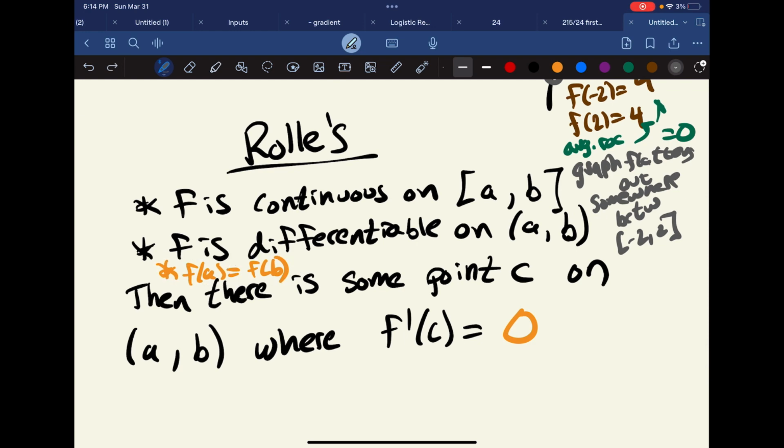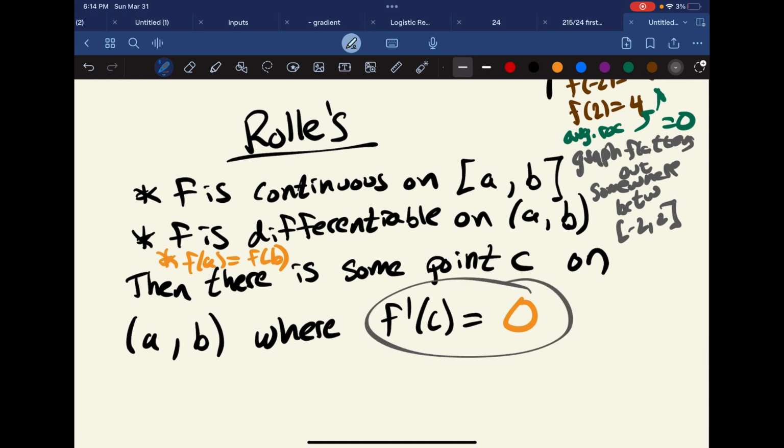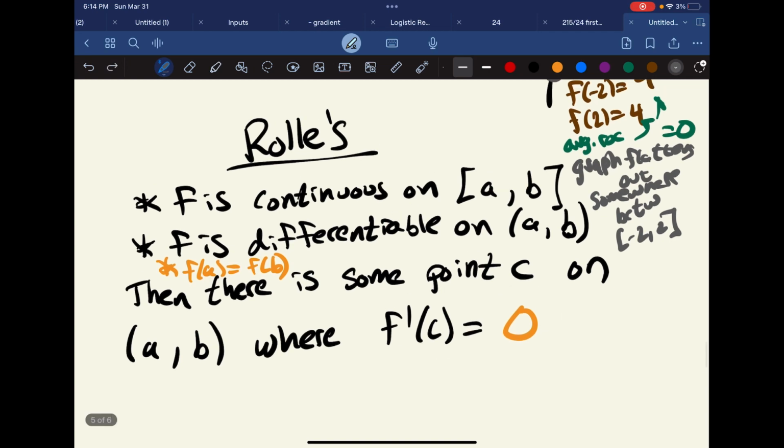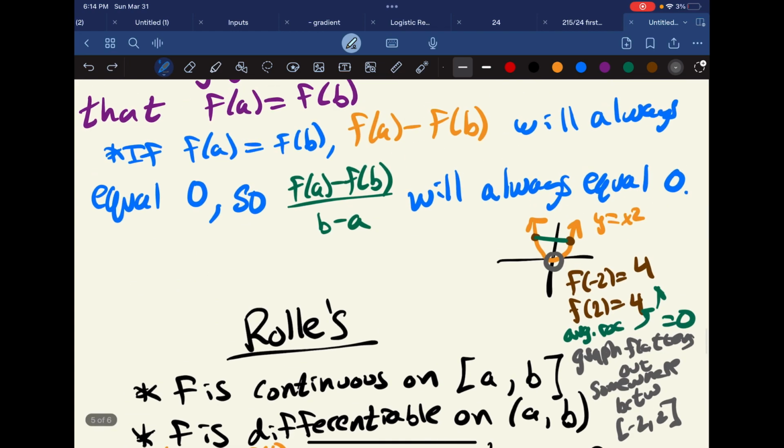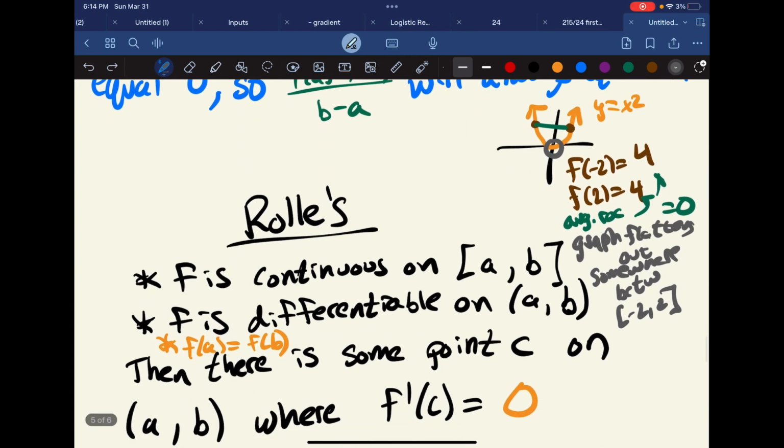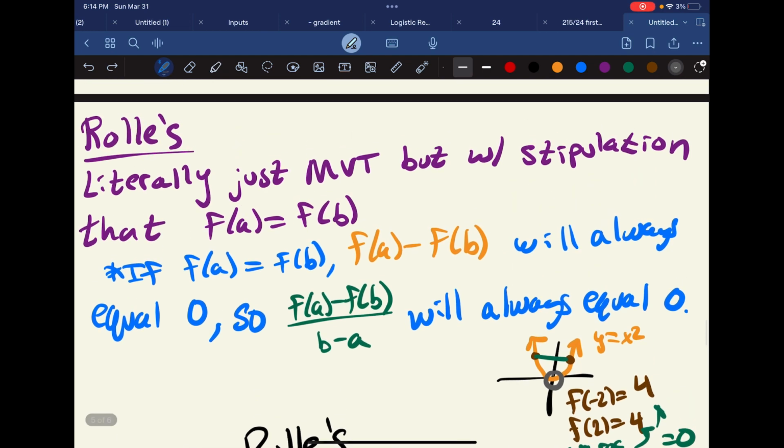So f is still got to be continuous on the closed interval, and it's still got to be differentiable on the open interval. And then f of a has to equal f of b, and then f prime of c equals 0. But that makes sense, right? Because if f of b equals f of a, then f of a minus f of b equals 0. So this whole average rate of change thing will always equal 0, because the numerator is always going to be equal to 0. So then the whole thing's always going to be equal to 0.